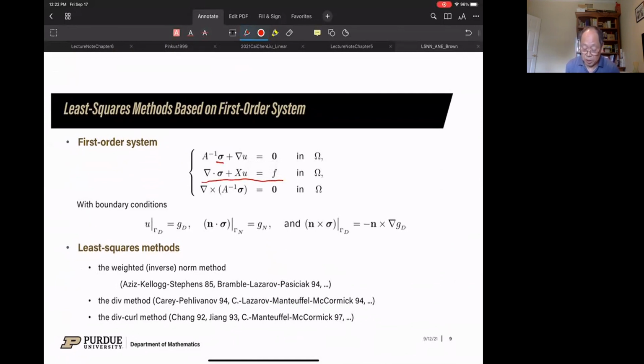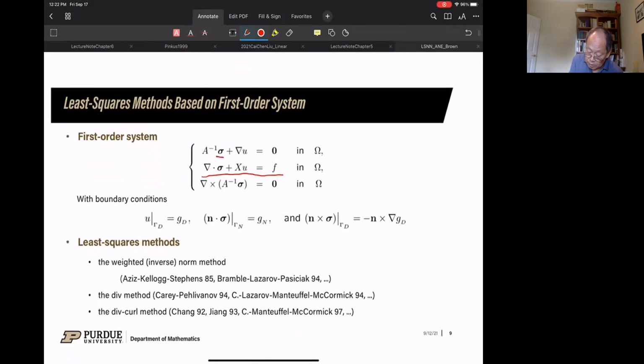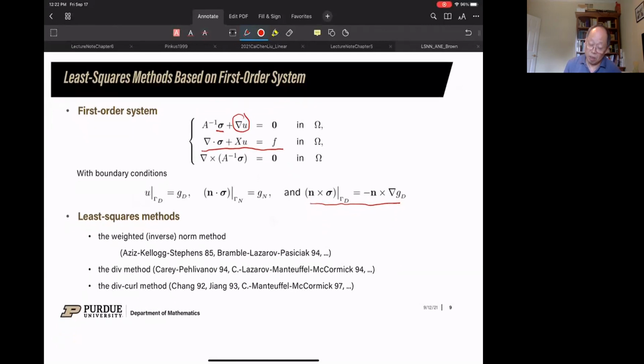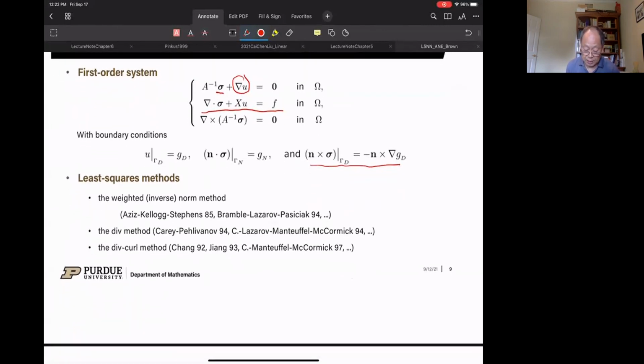Moreover, you can observe that the gradient of u is curl free. So if you apply the curl to it, this is also equal to 0. Even though you have more equations than unknowns, they are consistent. And similarly, you can get additional boundary conditions. So based on this first order system, there is a lot of work on least squares.